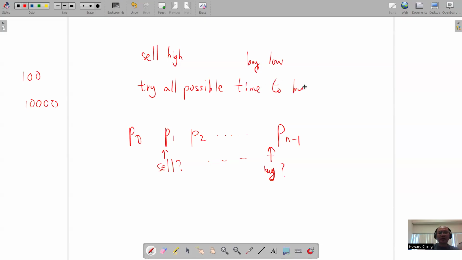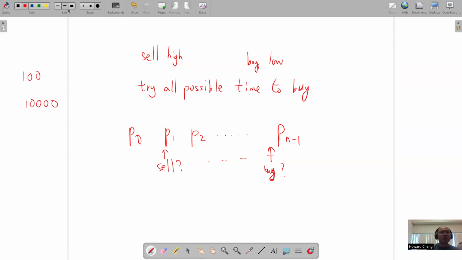Okay, once you buy, there's only one transaction. You just sell once and you buy once. So once you decide to buy, you never do anything again, and you want to make the maximum profit. Okay, so that's our goal.